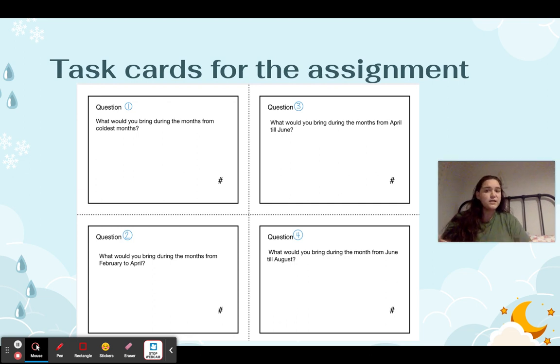For one of the task cards, it says, what would you bring during the coldest months? These task cards are like the customers asking, what am I supposed to bring? What do I have to bring? And so on and so forth. A student would work with another student, and each two pairs of students will be given the same task cards, and I want to see their feedback and see if different groups will give different answers.